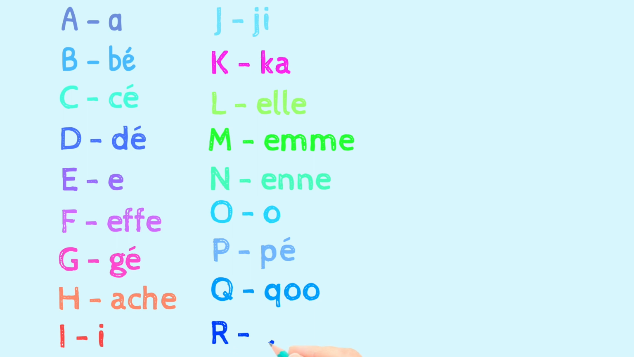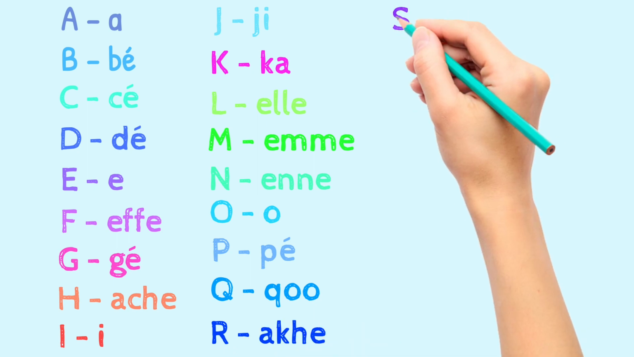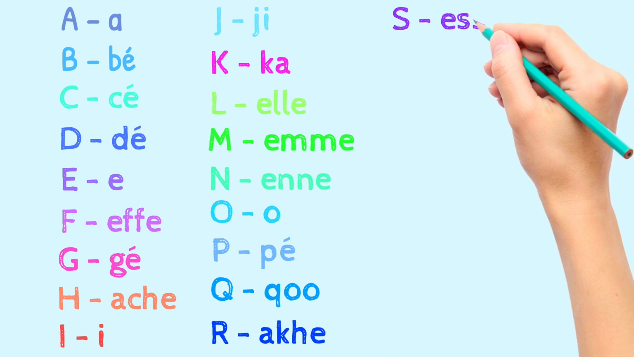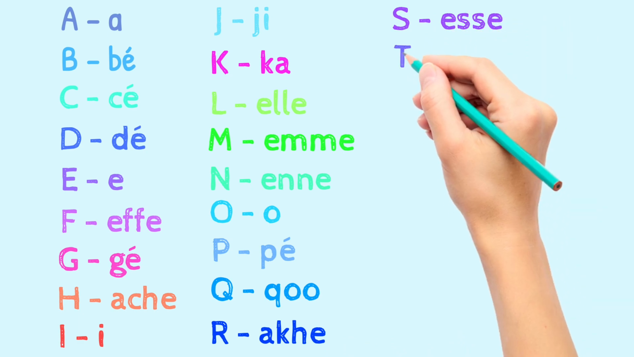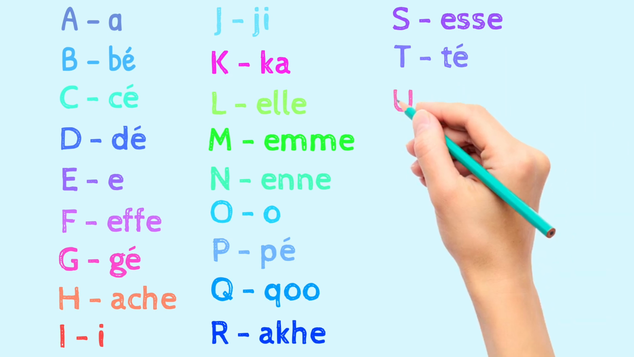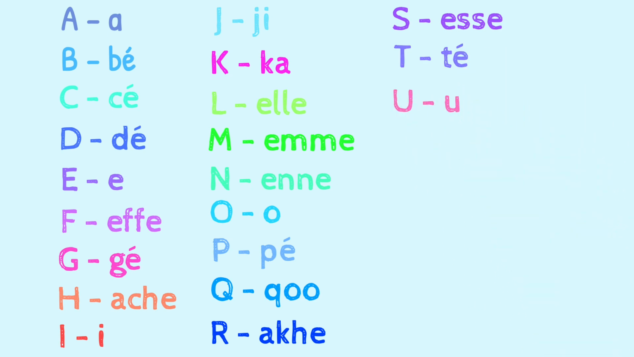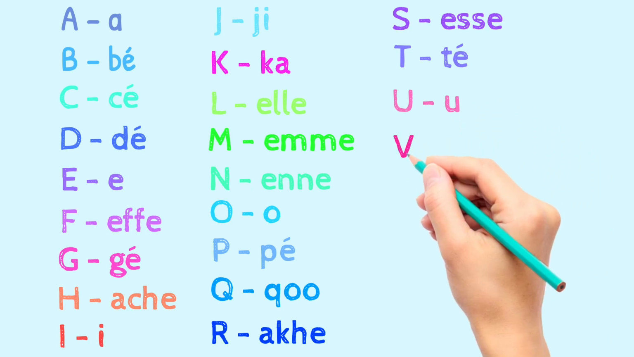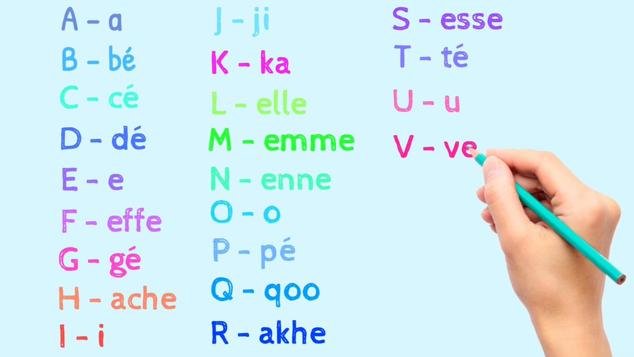R is pronounced as Ach. S is pronounced as S. T is pronounced as T. U is pronounced as U, between I and O. V is pronounced as V.